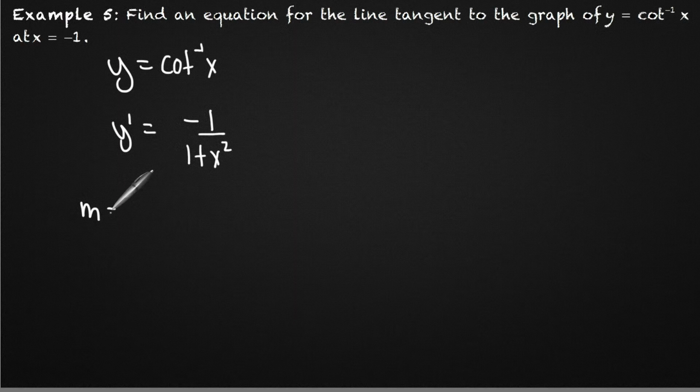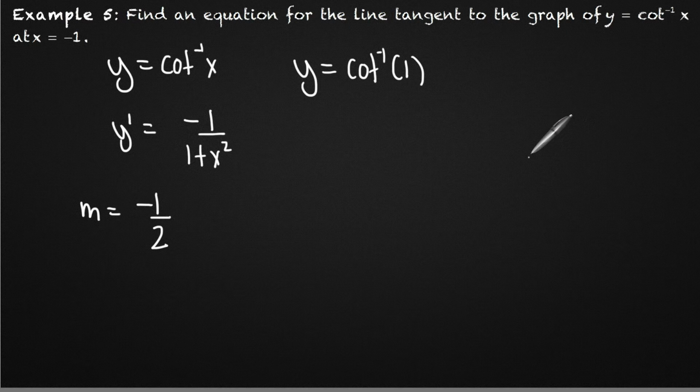When we do that, we're going to get negative 1 over 1 plus 1, which is 2, so there's our slope. Now we need to plug negative 1 into our original function to find our y, then we can write our tangent line. So our y is equal to the inverse cotangent of negative 1. Now what this is basically saying is there is some angle on the unit circle where the adjacent side over the opposite side is negative 1.